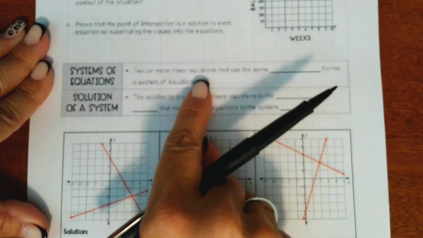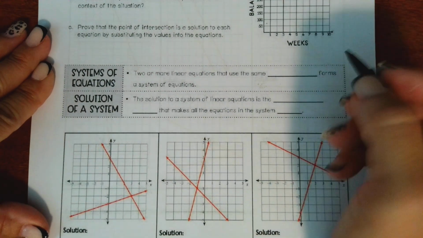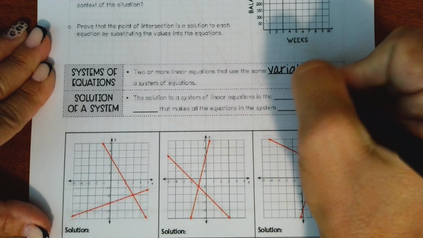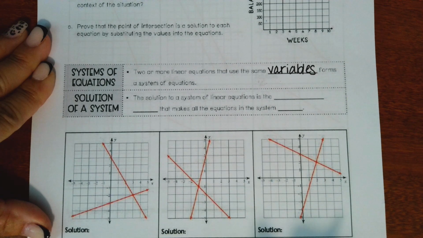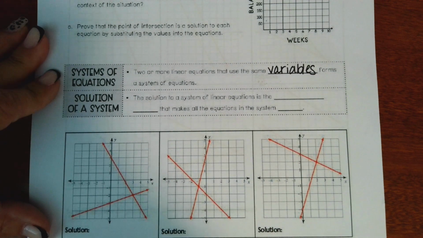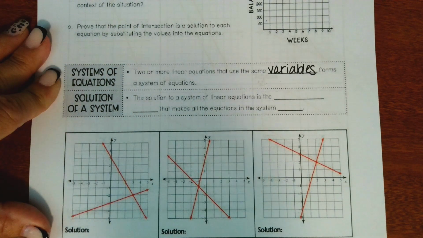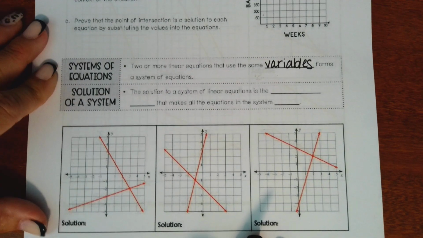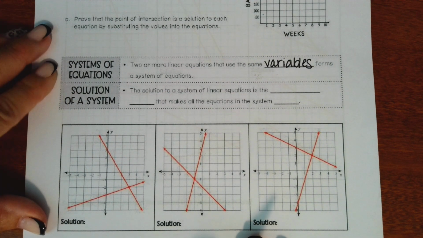Two or more linear equations that use the same variables form a system of equations. So a system requires at least two equations and at least two variables. And those two variables must represent the same thing. So in the example up above, x was weeks and y was the balance.